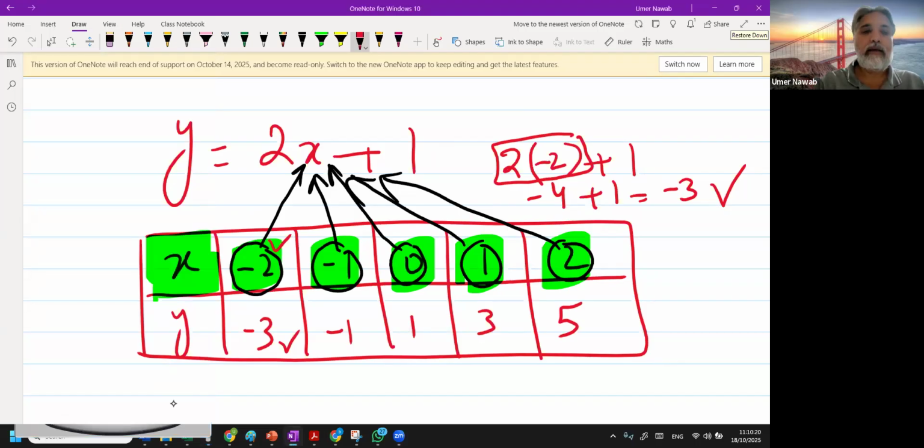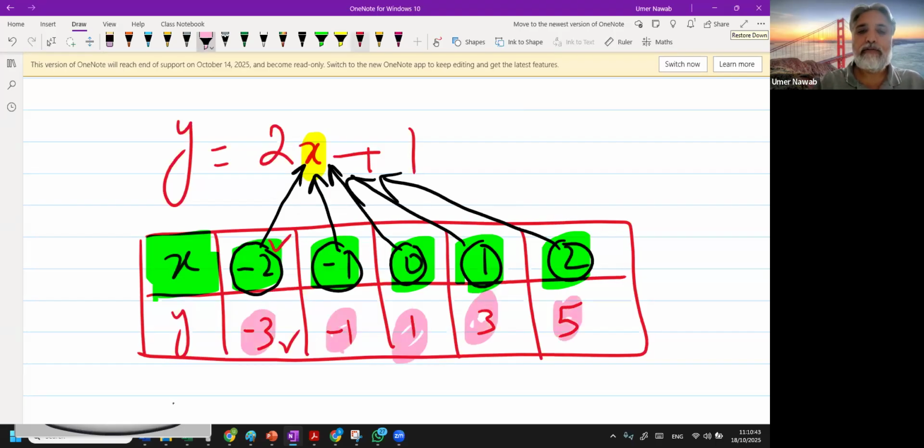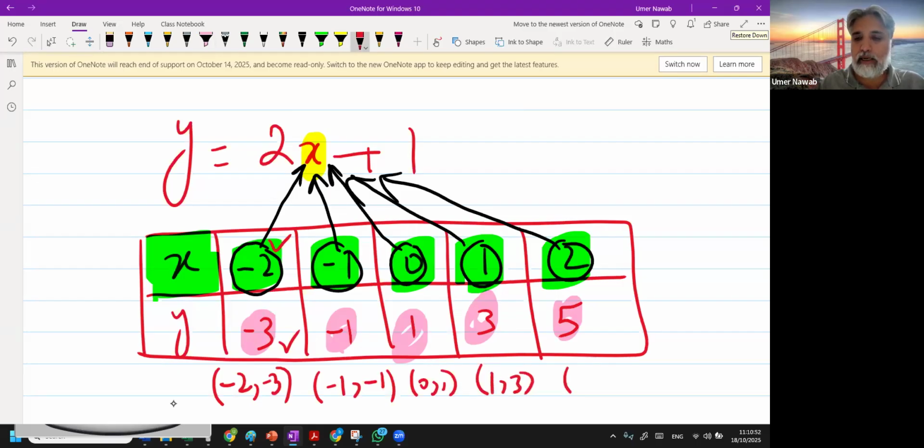But again, I will tell you, you need to plug this value of x here one by one, and -2, then try to get the value of y. In the same way, you can get all the values of y. Got it? So I have basically 5 points. And the first point is (-2, -3), (-1, -1), (0, 1), (1, 3), and (2, 5).